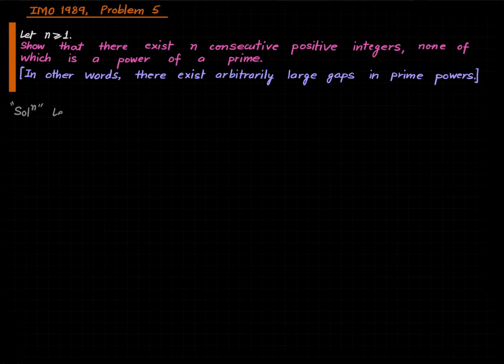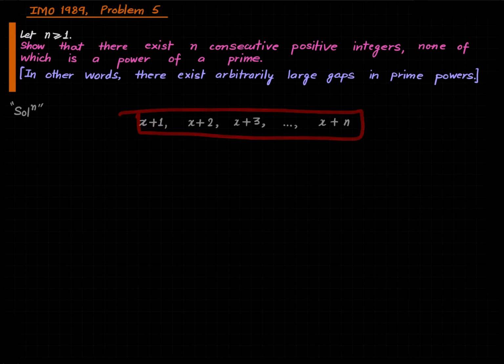So what do you want to do? You want to say that there is some integer x such that none of these n numbers is a prime. This is exactly what you want to say. I'm talking about the basic problem, not this problem, right? I'm just concerned with showing that there are n consecutive positive integers, none of which is a prime right now. Okay, so we want to find some x or show the existence of x such that none of these is a prime. So what's a way to achieve that?